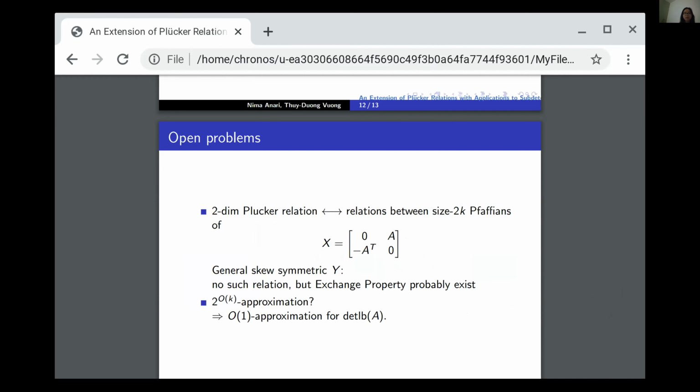Some open problems. As I said, we failed to get an O(1) approximation for the determinant lower bound, and notice that this local search can only get a k^O(k) approximation. So our analysis is tight for local search. And that's a more technical open problem, which I can explain if someone is interested. But I think that's the end of my talk, and thank you for listening. I will take any questions.